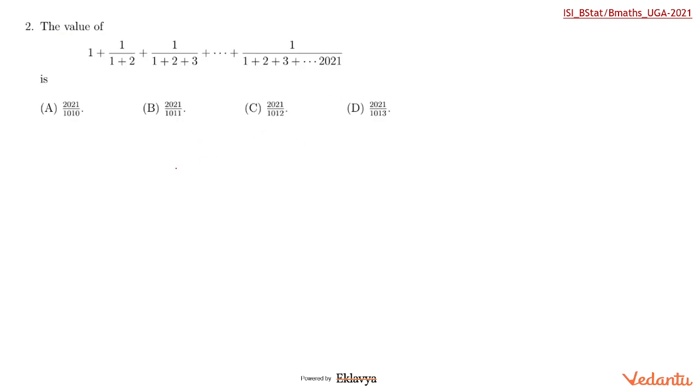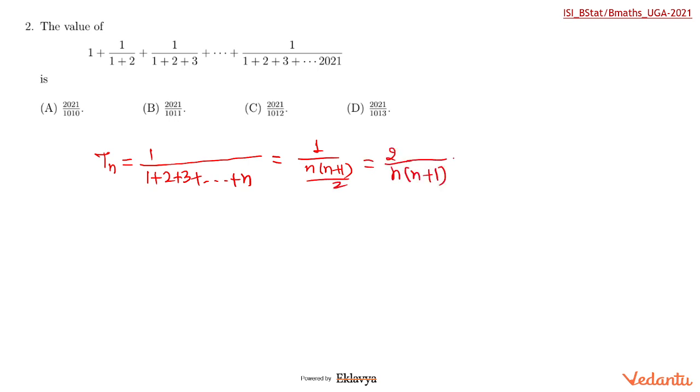Observing the terms in the denominator, we are seeing the sum of natural numbers up to 2, up to 3, and so on. So what is the general term, the nth term here? It is 1 upon 1 plus 2 plus 3 till n. We can use the formula for the sum of natural numbers, n into n plus 1 by 2. So this is 2 upon n into n plus 1. Now we can split it easily as 1 by n minus 1 by n plus 1.